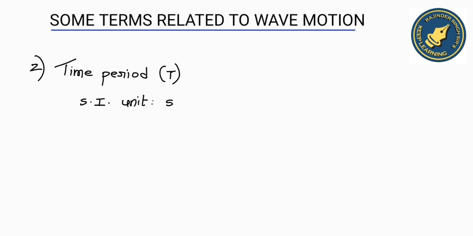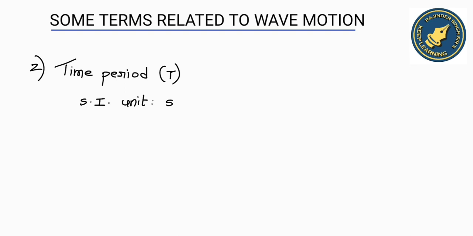Next term is time period, denoted by capital T. Its SI unit is second. What is the definition? Time taken by a particle of a medium to complete its one vibration. How many vibrations? One vibration. Time taken to complete one vibration is called time period.